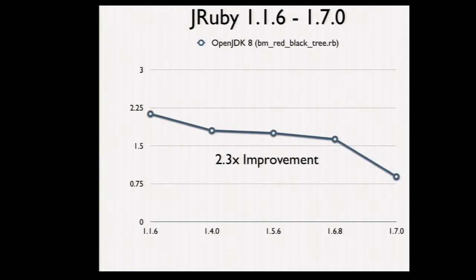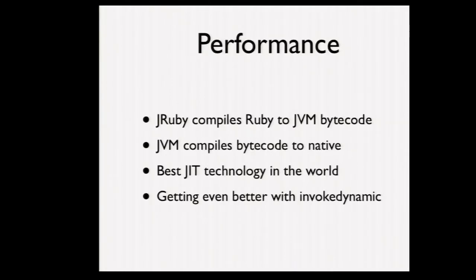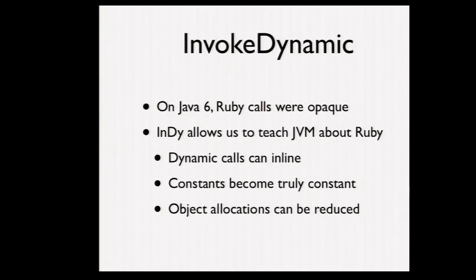And towards the end here, you actually see that we get another big improvement. Well, this is, again, us taking better advantage of the JVM, better advantage of how it optimizes using InvokeDynamic. So performance-wise, as far as JRuby on the JVM, we compile onto JVM bytecode. It compiles into native code, and it has an amazing JIT that can then turn that into optimized code for the processor. InvokeDynamic makes this even better for us because it allows us to teach the JVM exactly how Ruby works. Dynamic calls can inline like we want them to. All that extra work that's being done can be boiled away.